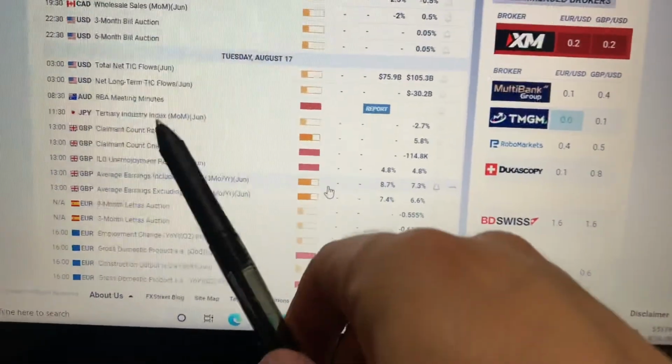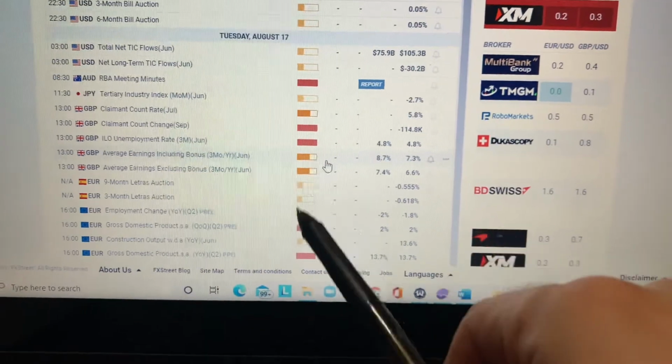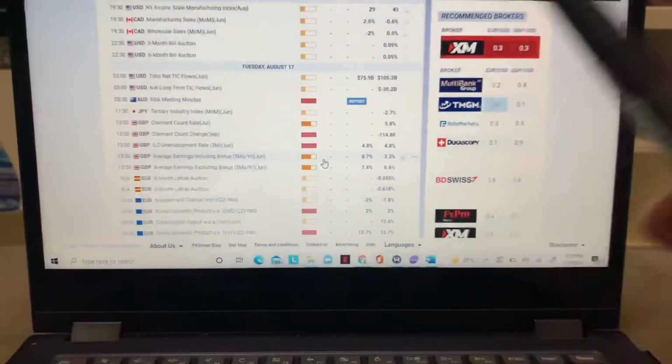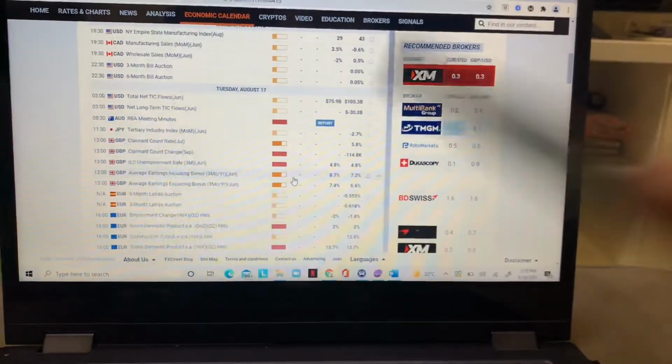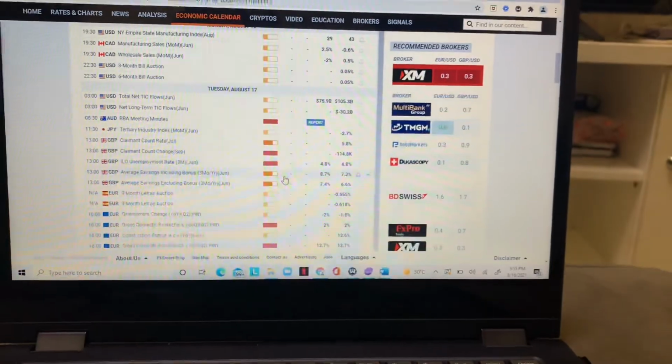Look at this. Unemployment rate, that's going to smash the markets. Gross domestic product, that's going to smash the markets. Don't trade tomorrow, but by all means, have a look, watch it, and see what it does, and roll on for Wednesday. All right?